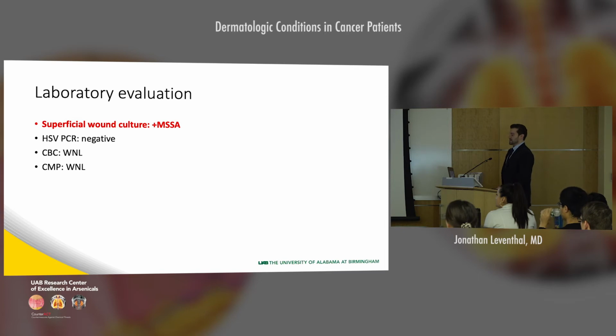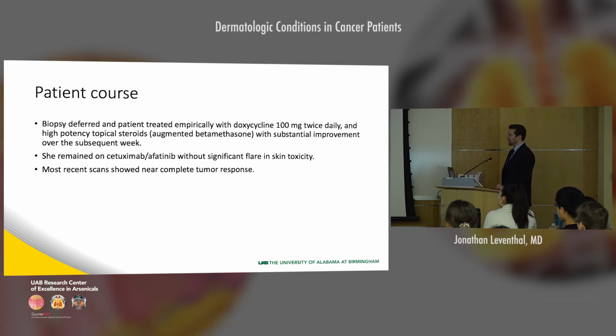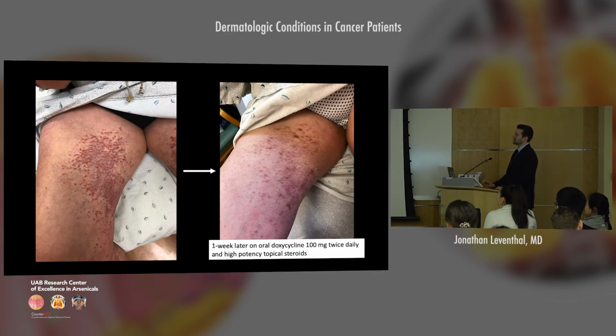And so I usually culture any patient on an EGFR inhibitor with a pustular or an erosive rash because these patients are frequently colonized with staph, as she was. And so I recommended skin biopsy given the unusual presentation, but she really had a lot going on and she wanted to treat empirically. And so we treated her with doxycycline and high-potency steroids. And within days of treatment, she had substantial improvement, and I'll show you follow-up photos. She was able to remain on her chemo and had a great tumor response. And so this was 1 week after seeing me with doxycycline and high-potency steroids, and the rash was markedly improved.